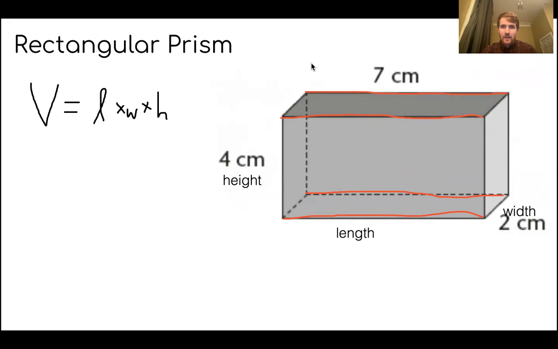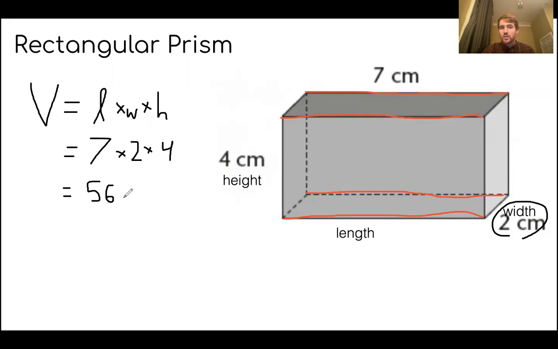What is the length of this rectangular prism? It is 7 centimeters. What is the width? Here we have it, 2 centimeters. And what is the height? 4 centimeters. So we can find the volume of the rectangular prism by doing 7 times 2 times 4, which if you do on a calculator should be 56.